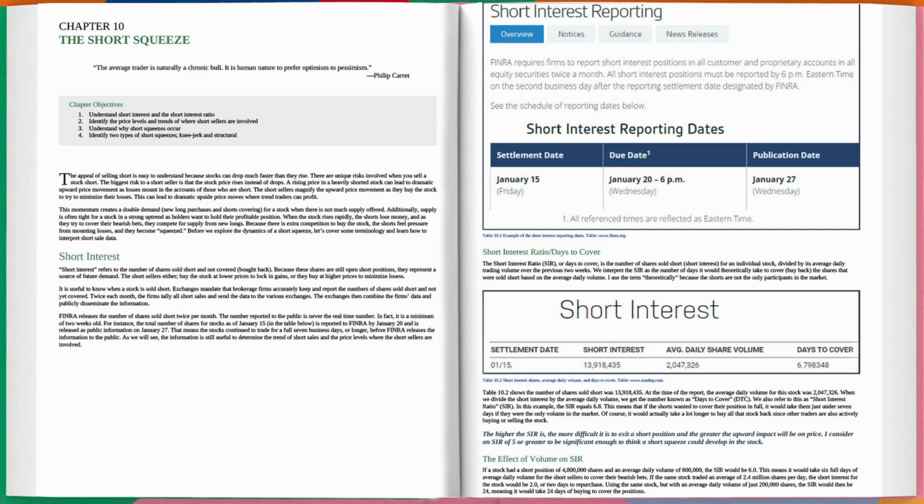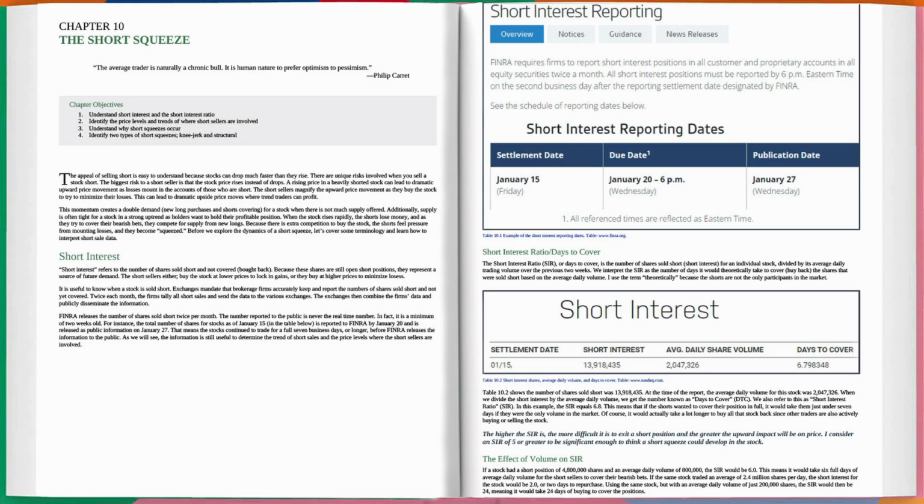Understand short interest and the short interest ratio. 2. Identify the price levels and trends of where short sellers are involved. 3. Understand why short squeezes occur. 4. Identify two types of short squeezes, knee-jerk and structural.